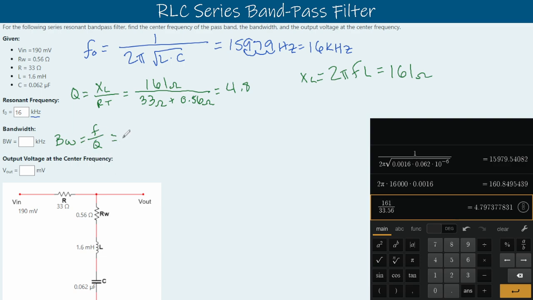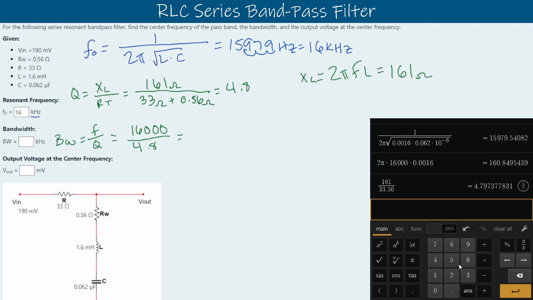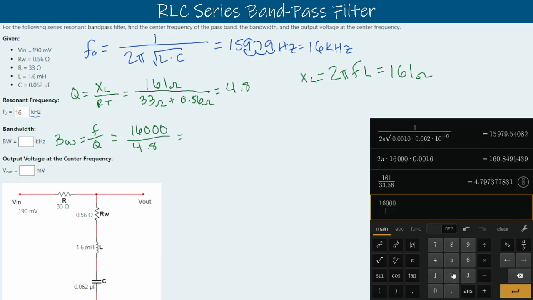So we can go down to our bandwidth now, and we can say that our frequency was 16,000 divided by 4.8, which gives us our bandwidth here. 16,000 divided by 4.8, 3,333. That's in hertz. We want it in kilohertz. We'll move it forward 1, 2, 3. We'll say that we have 3.33 kHz. All right, so that is our second value there, 3.33.